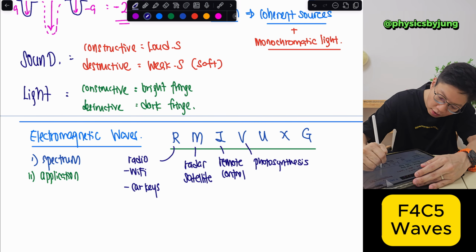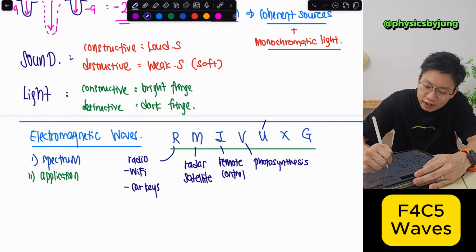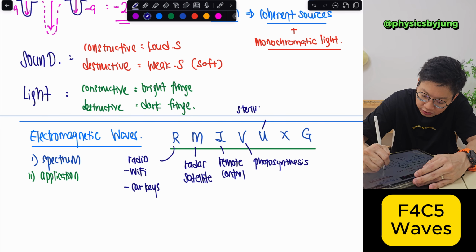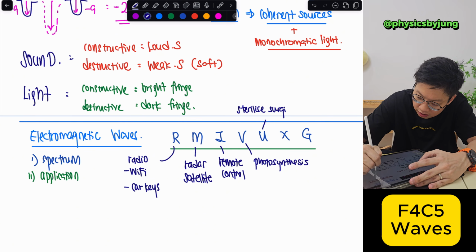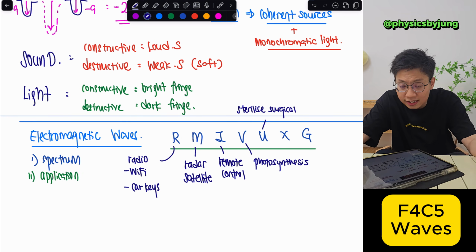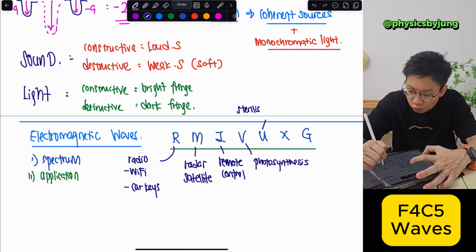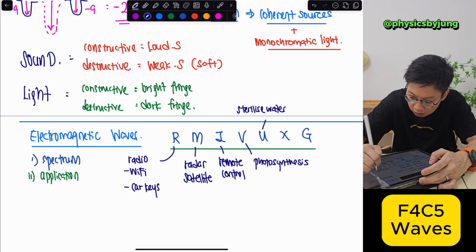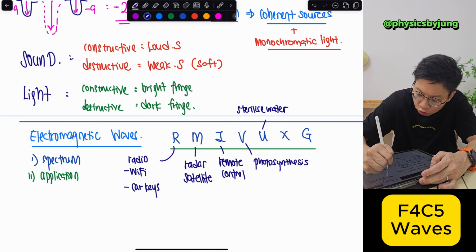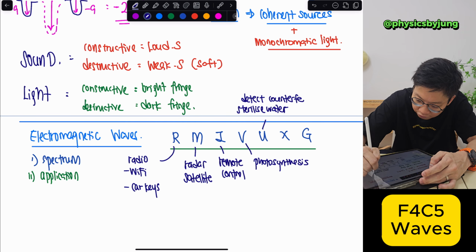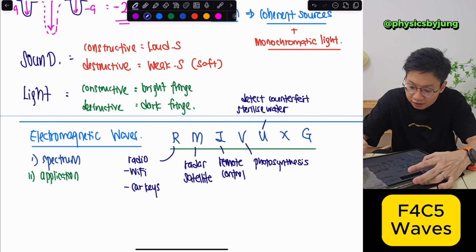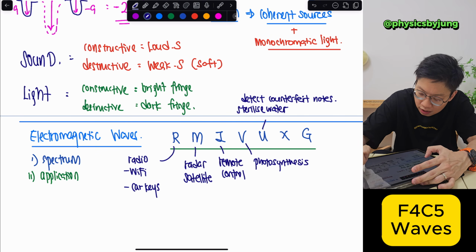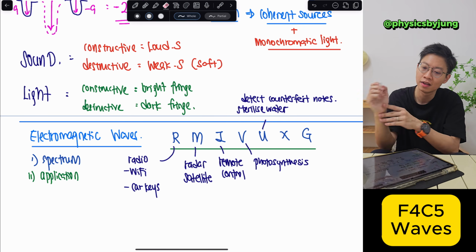What about ultraviolet? Ultraviolet, I will write, to sterilize surgical equipment. You can use it to sterilize things, or you can say sterilize water. And also to detect counterfeit, which is fake money, counterfeit notes. Notes is the paper money.